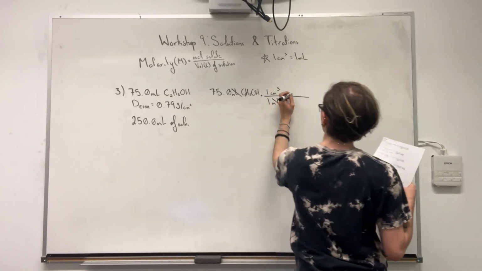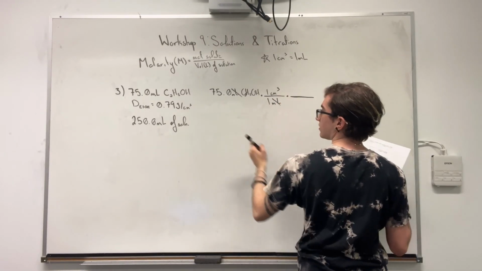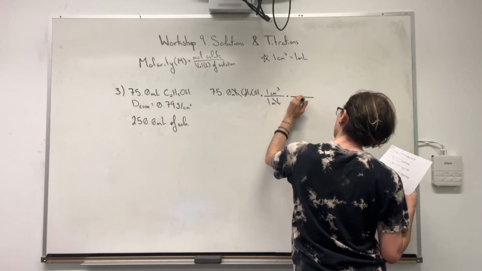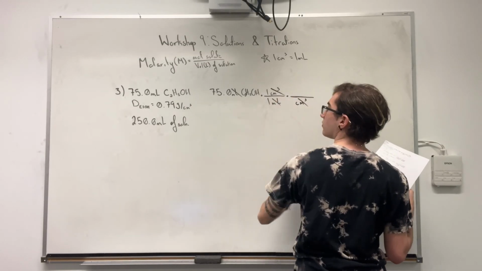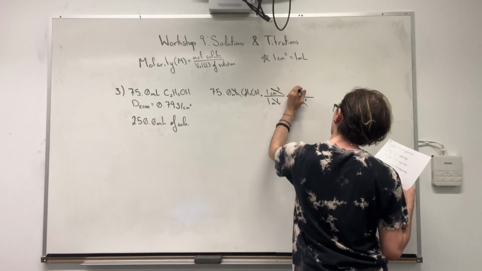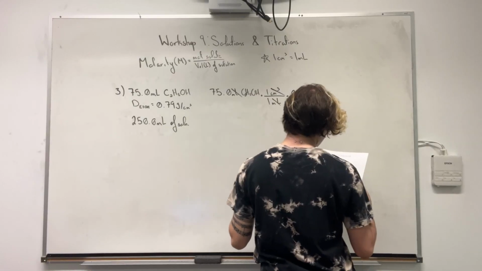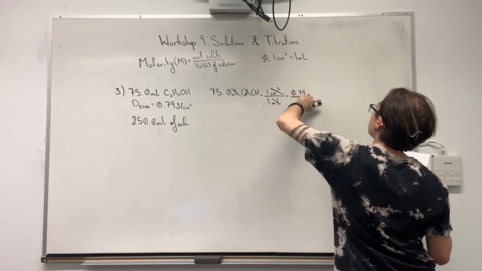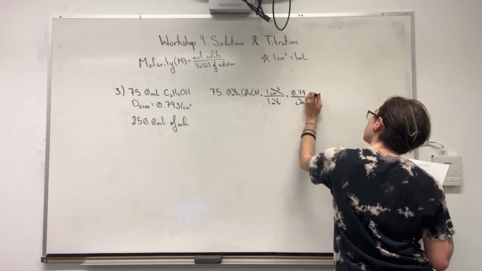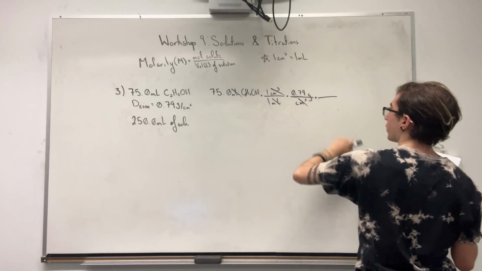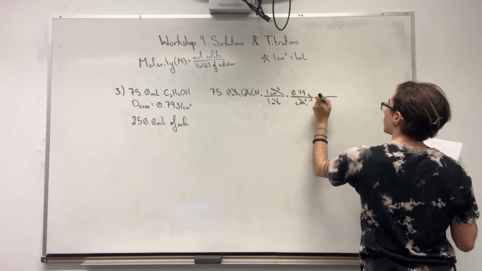And now we can use our density. 0.79 grams per cubic centimeter. We want cubic centimeters on the bottom. We're trying to get out of volume. And our mass, 0.79 grams, on top. And then, once we have milliliters in grams, it is the same as before.